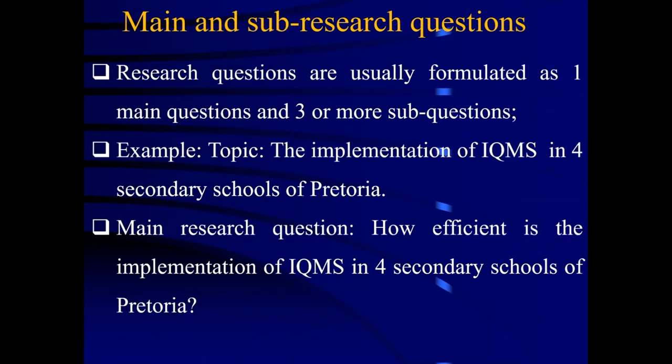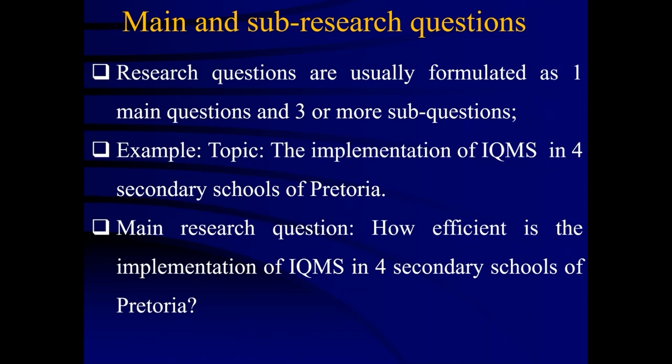what it is that you are intending to answer. So normally we structure the questions into the main research question, which comes directly from your title, and then from there you break it into sub-research questions. So in a study, normally you will have one main research question, and from there you can formulate some sub-research questions. They can be 3 or more, they can be 4, they can be 5. It's up to you. So I gave an example here with the title, the implementation of IQMS in 4 secondary schools of Pretoria.